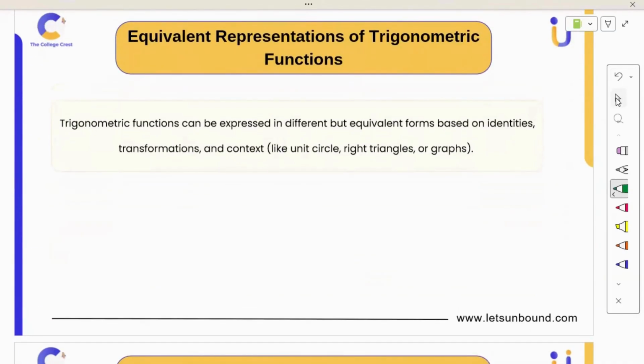So yes, as I said, we are going to do this based on identities, transformation formulas, and sometimes we'll apply the concepts which we learned earlier: unit circle, right triangles, or graphical things, right? Here we go.